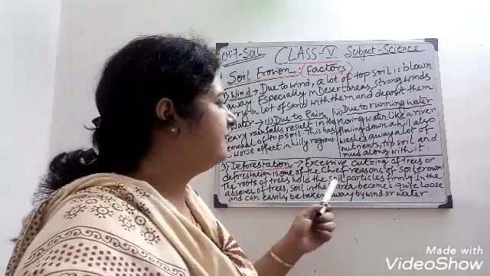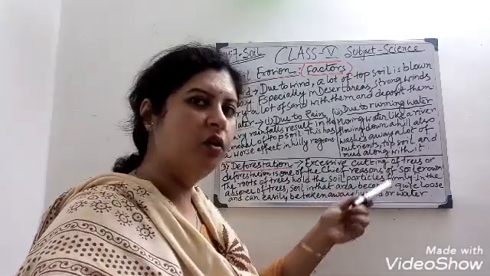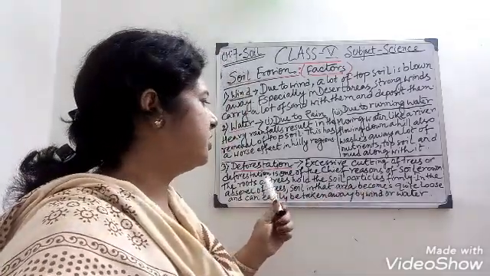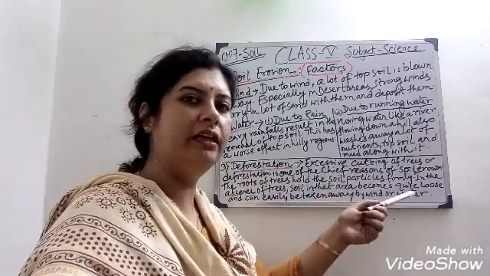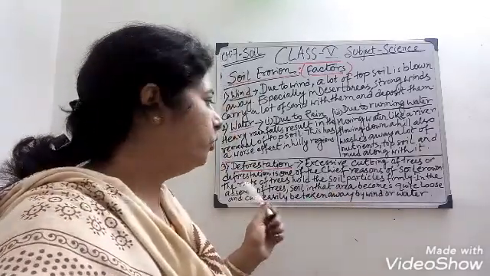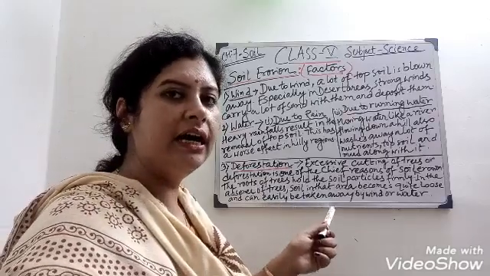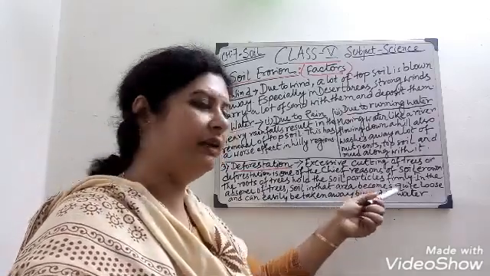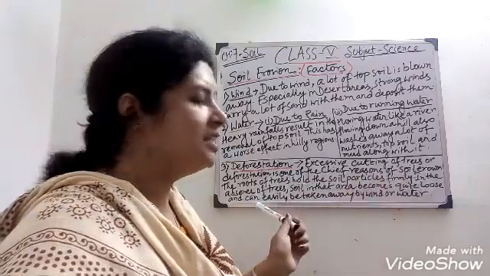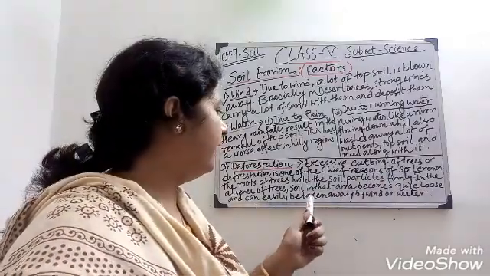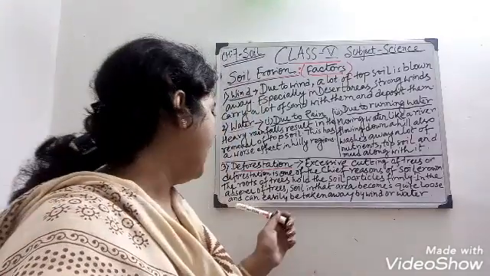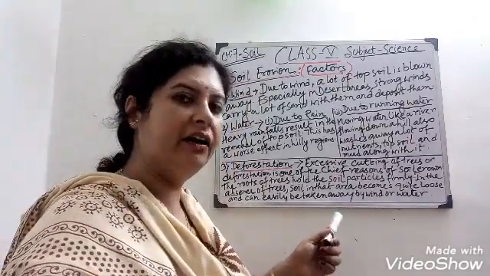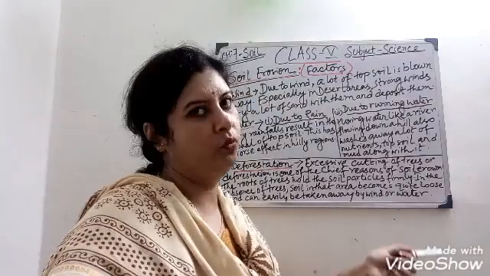Next, deforestation. Excessive cutting of trees, or deforestation, is one of the chief reasons of soil erosion. The roots of trees hold the soil particles firmly. In the absence of trees, soil in that area becomes quite loose and can easily be taken away by wind and water.